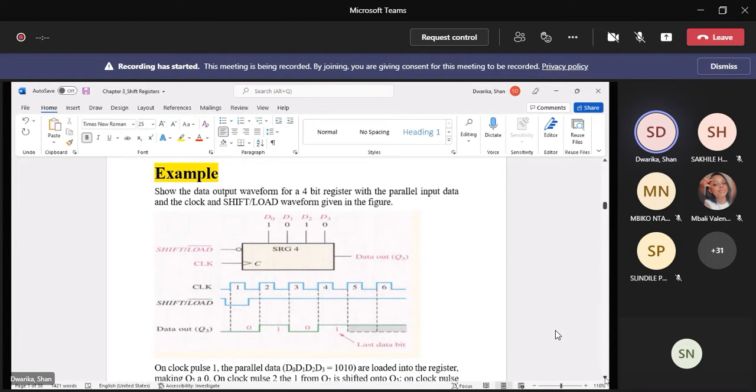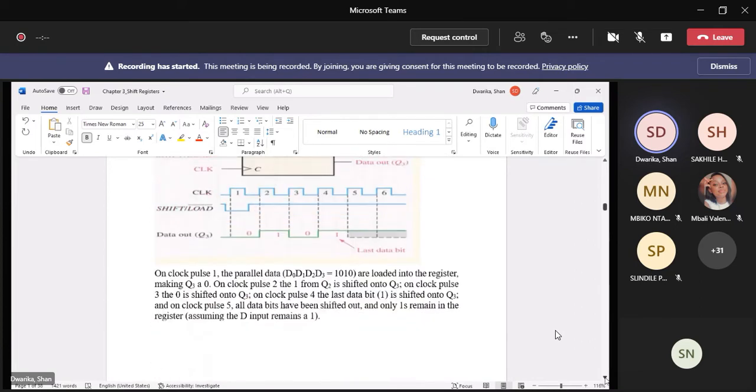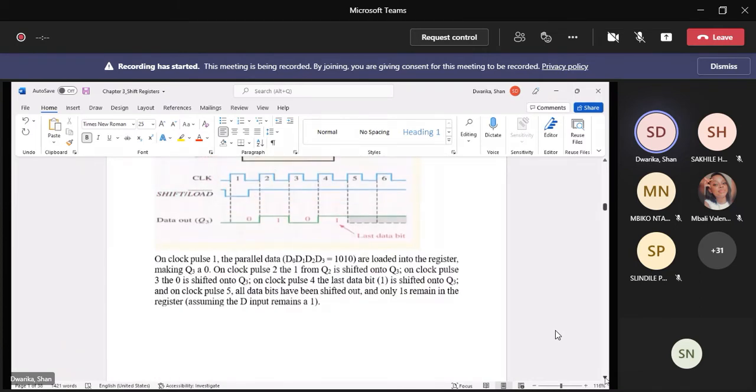Okay, so on clock pulse 1, the parallel data 1 0 1 0 are loaded into the register. On clock pulse 2, the 1 from Q2 is shifted onto Q3. On clock pulse 3, the 0 is shifted onto Q3. And on clock pulse 4, the last data bit is shifted onto Q3. And on clock pulse 5, all data bits have been shifted out and only ones remain in the registers, assuming the D input remains a 1.